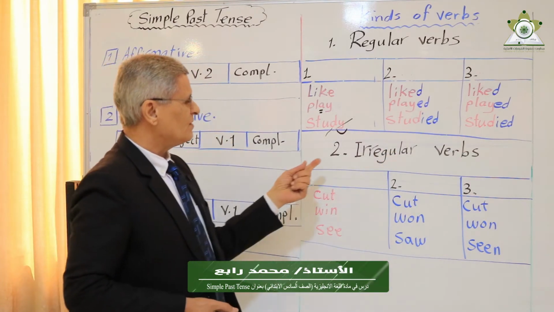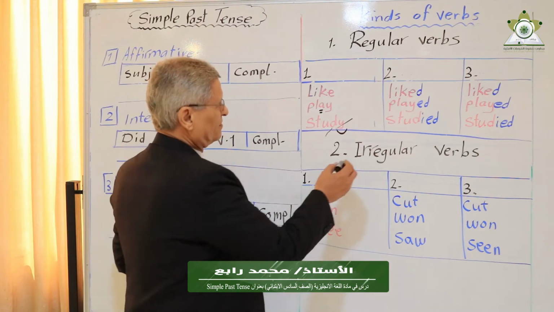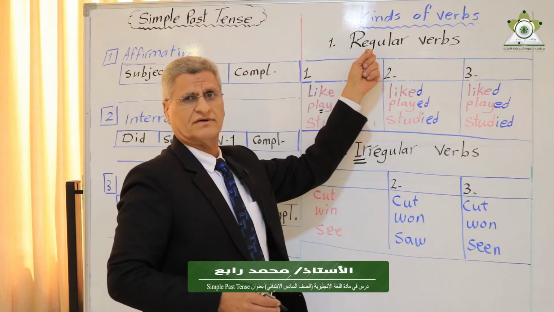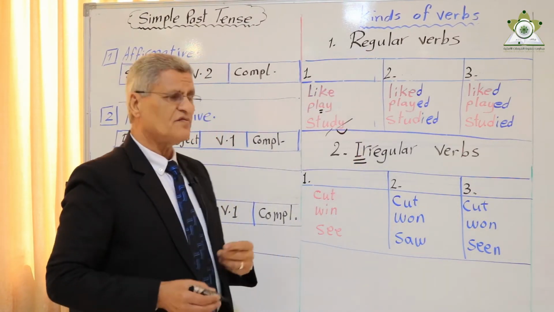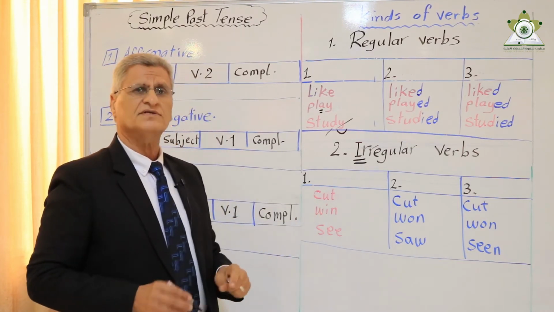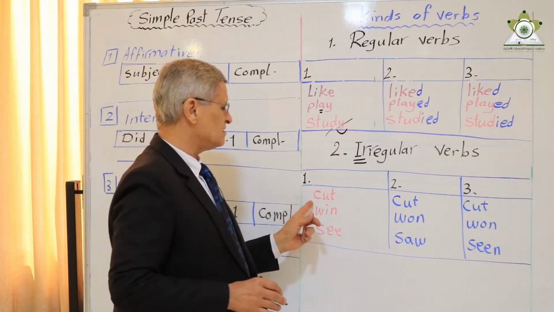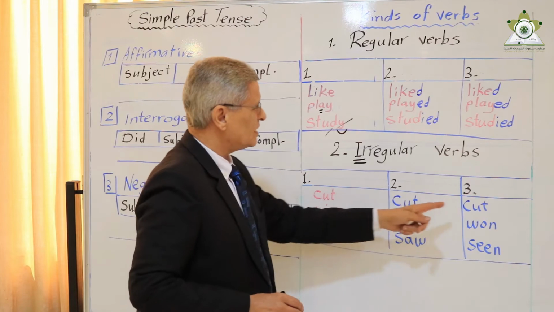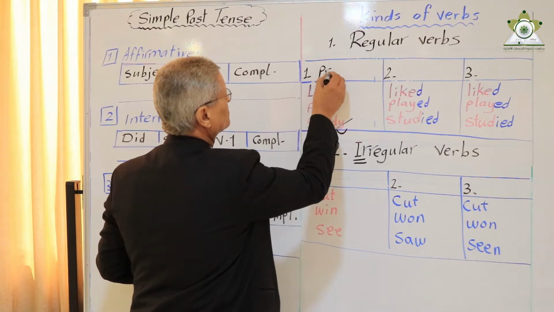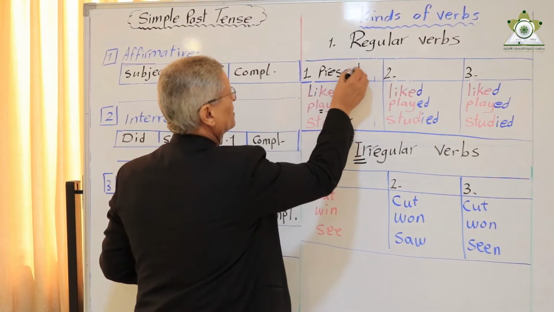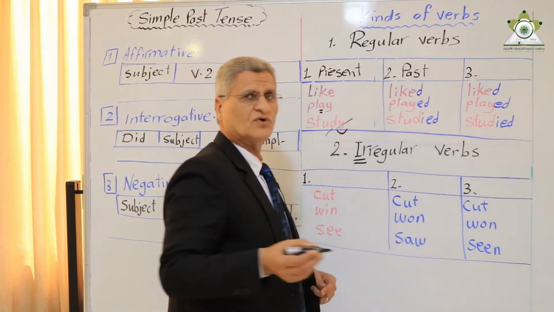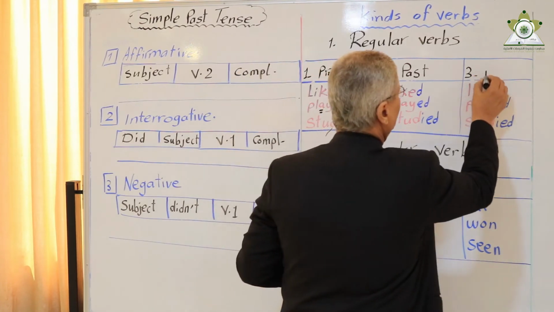Number two, we have irregular verbs. This is the opposite of regular. Irregular verbs like cut. You notice some verbs don't change. Cut, cut, cut. So in the present, we call this present. And we call verb 2 past. And we call verb 3 past participle.